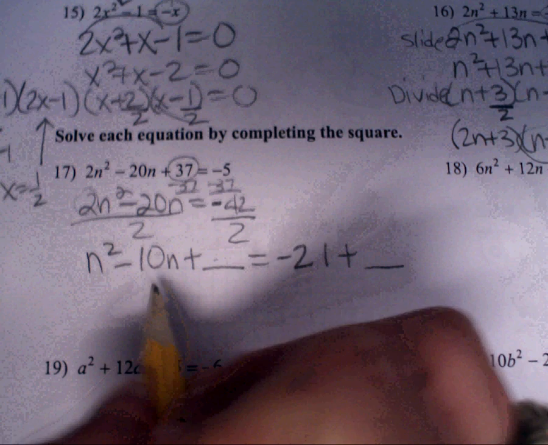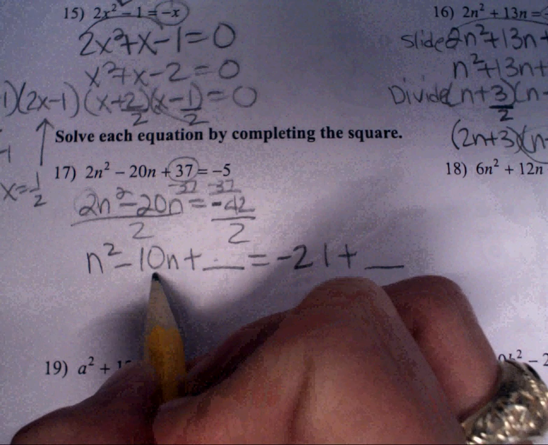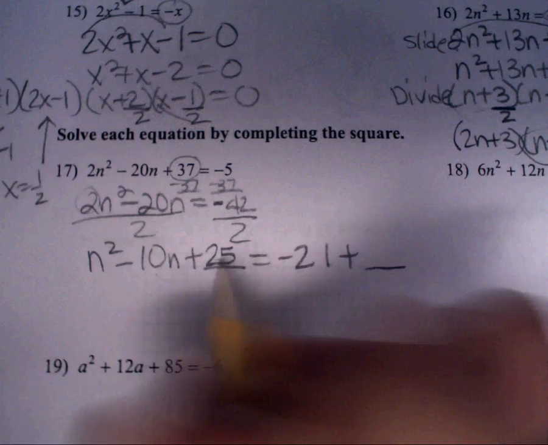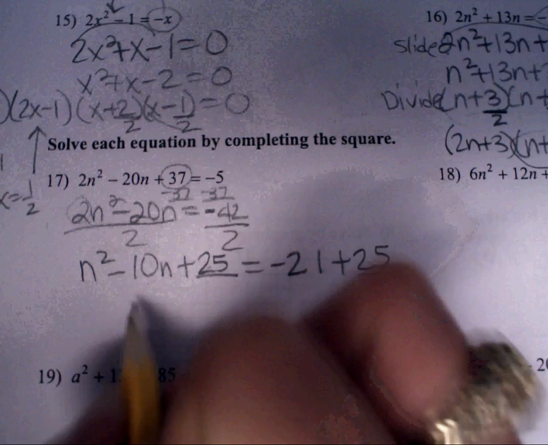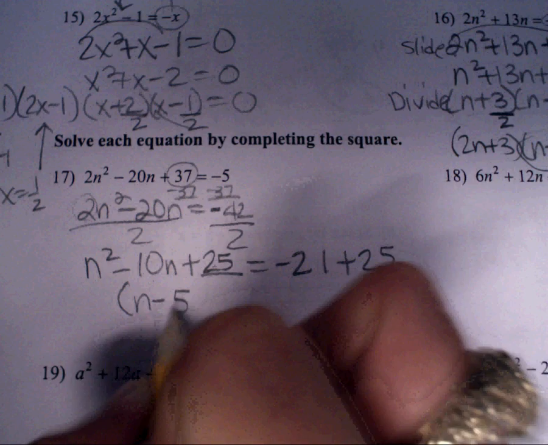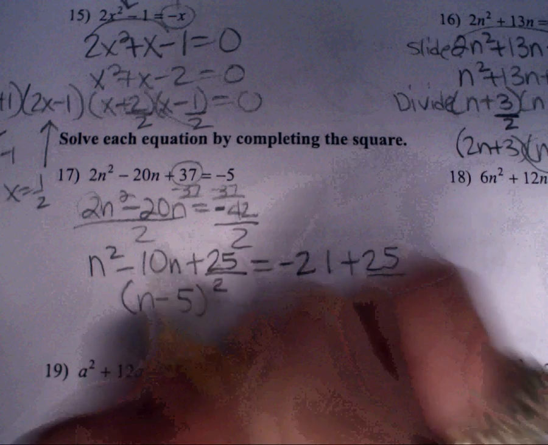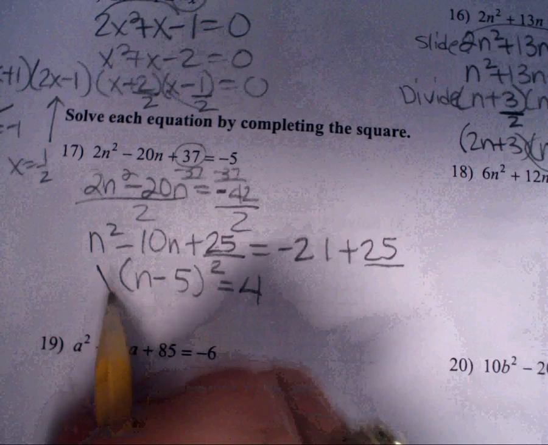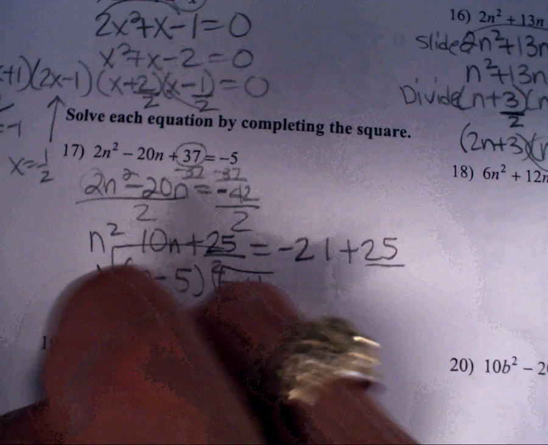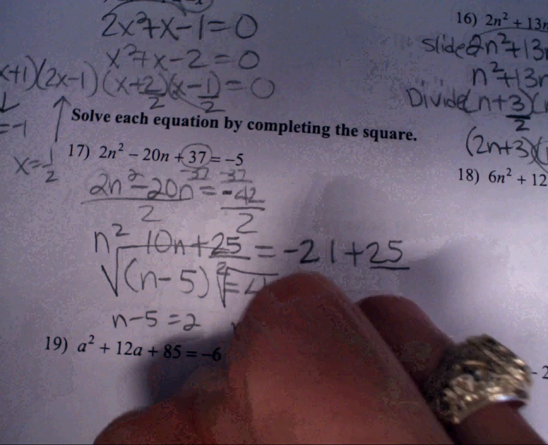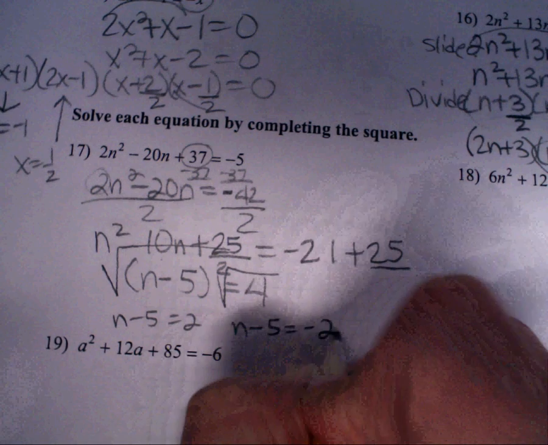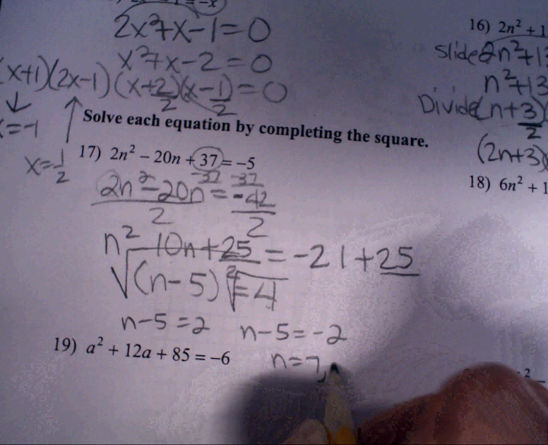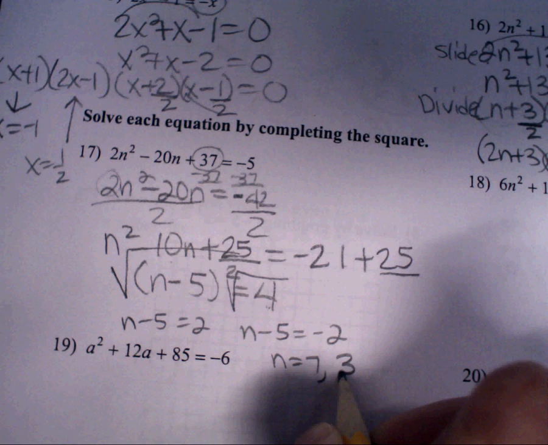So then to complete this, it's negative 10 divided by 2, which is 5, and 5 squared is 25. N minus 5 squared is how that would be factored. And then this is 4. So then I square root both sides. N minus 5 equals 2. N minus 5 equals a negative 2, the square root of 4. And so then n would be 7 and 3.